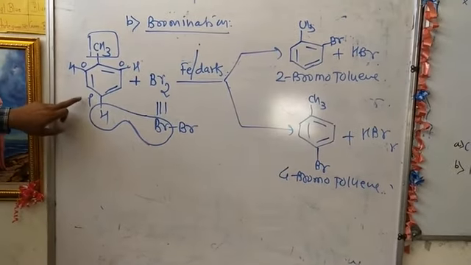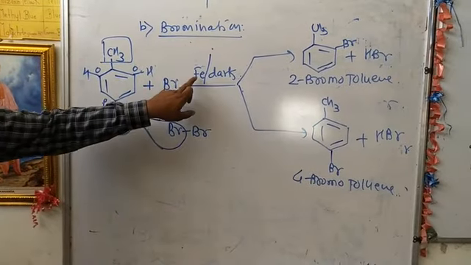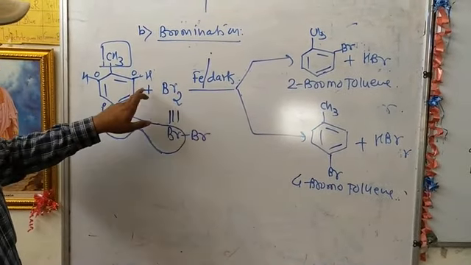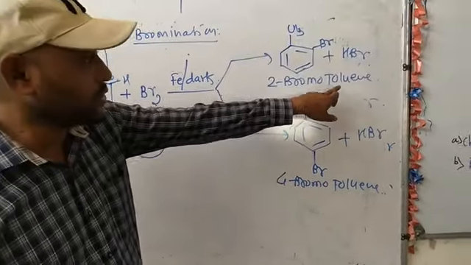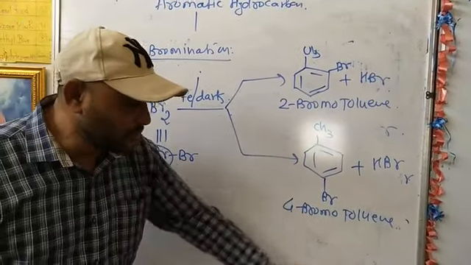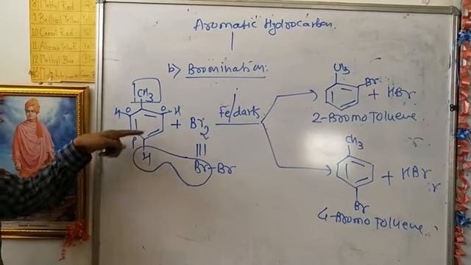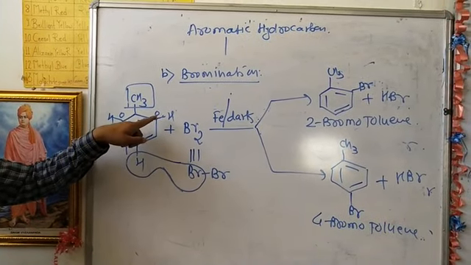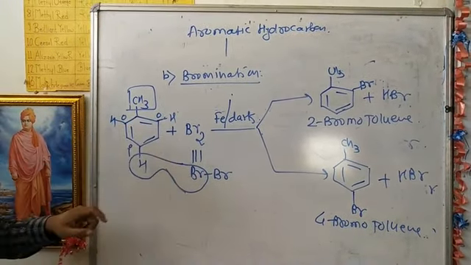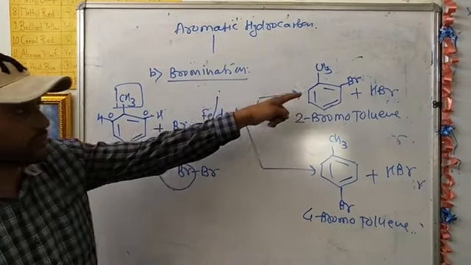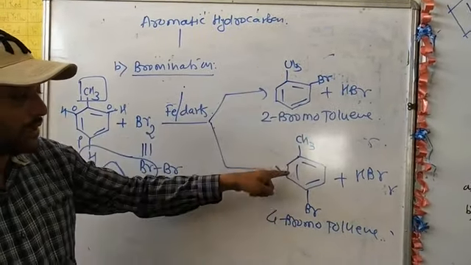So bromination of toluene in presence of Fe and dark gives two products, 2-bromotoluene and 4-bromotoluene. This is because the methyl group is ortho and para directing, and the electrophilic substitution reaction takes place directly at the ortho position and then the para position. So we have two products, ortho-bromotoluene and para-bromotoluene.